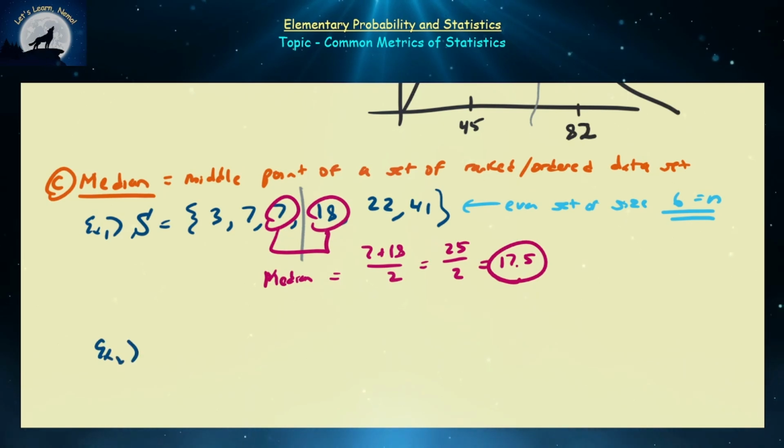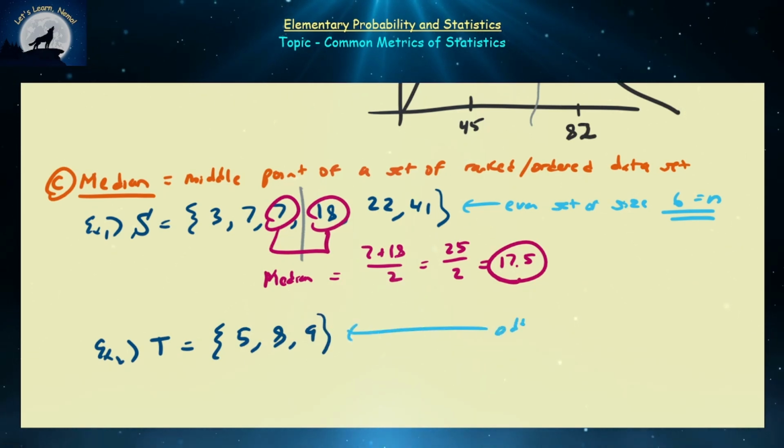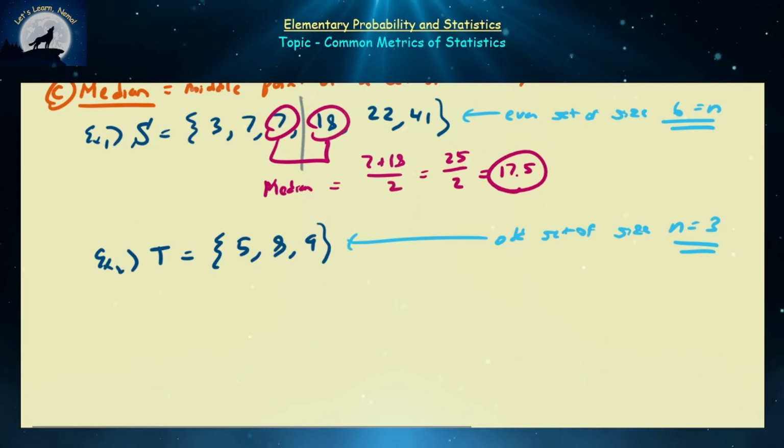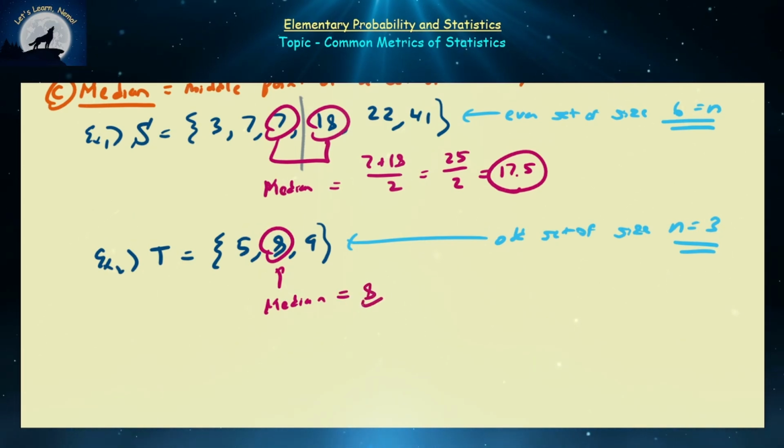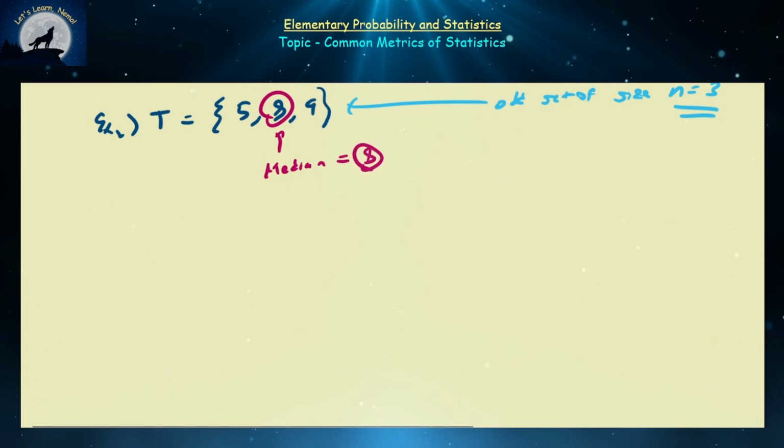Now let's take another example where we have another set, let's call it T, that has an odd number of points, so 5, 8, and 9, let's say. So this is an odd set of size n is equal to 3. So the median for this particular case, if we were to split it in half, it would be around 8, and that actually would be defined to be the median. So the median in this case would be equal to 8 for odd. So if it's an odd cardinality data set, then the median is always in that data set. And if the set is even, then the median is always equal to the average of the middle two numbers. So that's the mid-range, the mode, and the median.